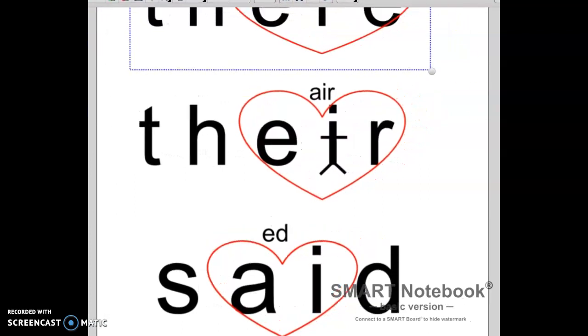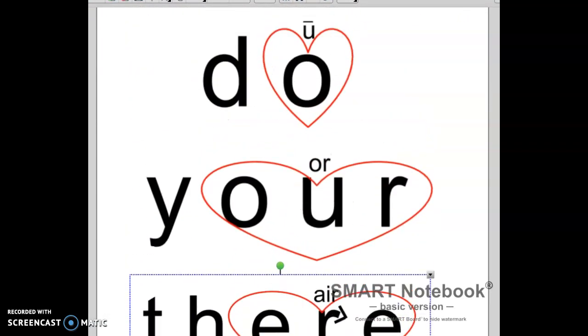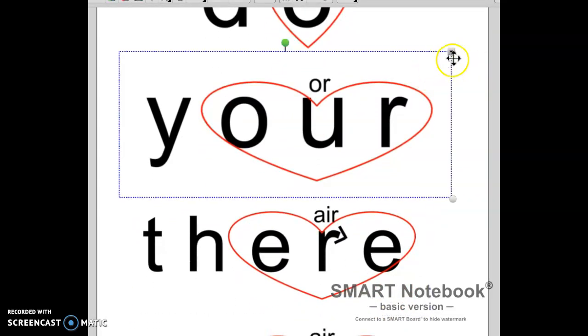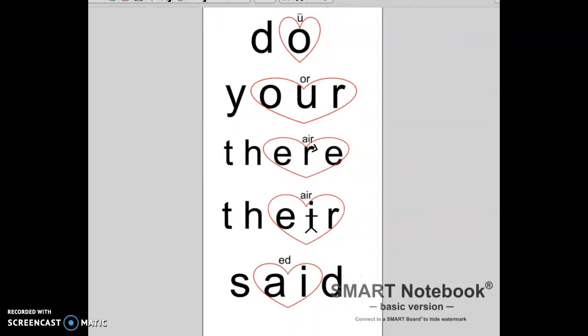So today for your assignment with spelling, you're going to write each of these words 5 times. So let me make this sheet just a little smaller if I can. There we go. Now if you want to hit pause on your video, you need to write do 5 times with a heart around the O, your 5 times with a heart around the O-U-R, there 5 times with a heart around the E-R-E, there 5 times with a heart around the E-I-R, and said 5 times with a heart around the A-I. You don't have to worry about the correct sound that it's making above, as long as you do the word and the heart.